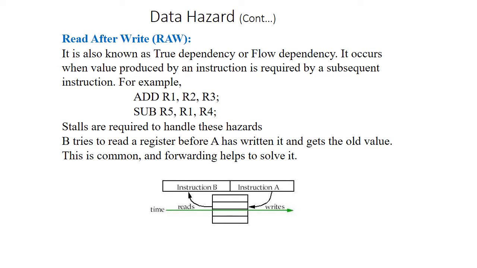Here if you follow the figure, B tries to read a register before A has written. So before A writes, B tries to read and it gets an old value. This is common and forwarding helps to solve it.